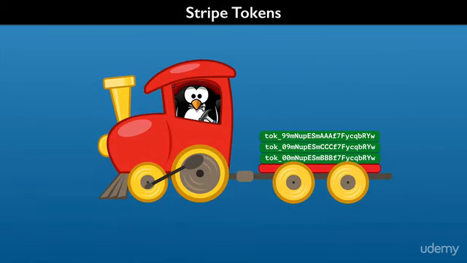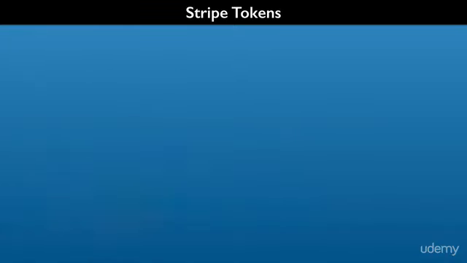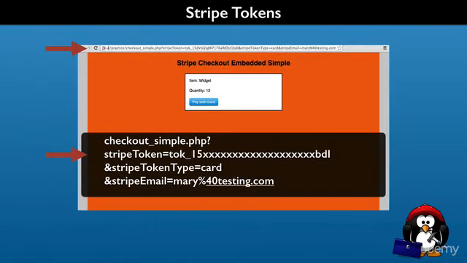Stripe tokens free you from handling the secure banking data of your customers. Both you and customers will be very happy about that. As you test, you will track the Stripe token that is created along with other checkout data. We will learn how to use the token in a future section of the course to get automatic payments.